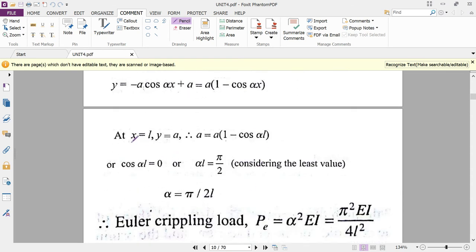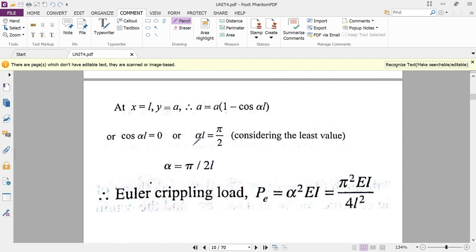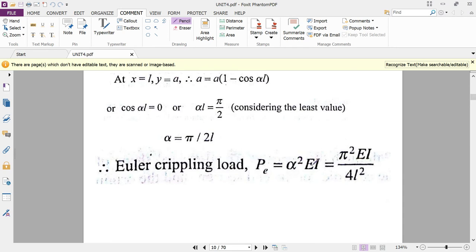Now the third condition is when at x equal to l, y equal to a, so the condition becomes a is equal to a into 1 minus cos alpha l. Again cos alpha l is equal to 0, or alpha l equal to pi by 2. So therefore the value of alpha can be taken as pi by 2l. If you remember, in the last case we got the value of alpha as pi by l, but here we are getting the value of pi by 2l. So therefore the equation becomes alpha square EI, and we know the alpha square value, so we put that value: pi square EI by 4l square. So this formula is applicable when one end is fixed and the other end is free.